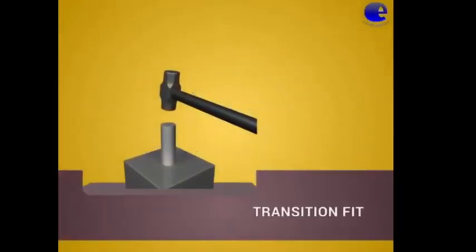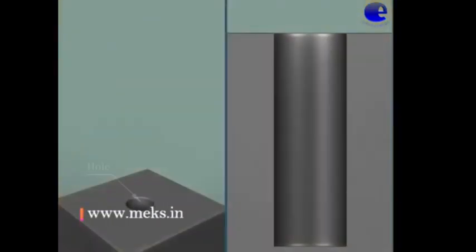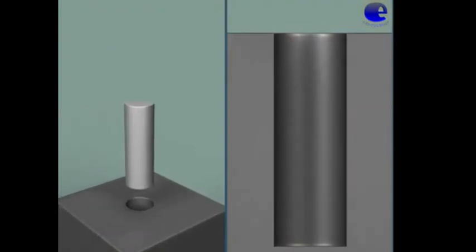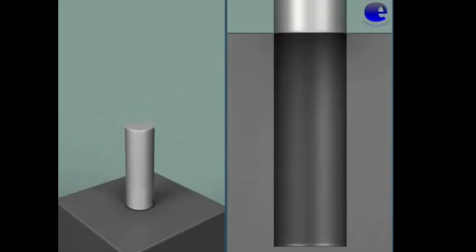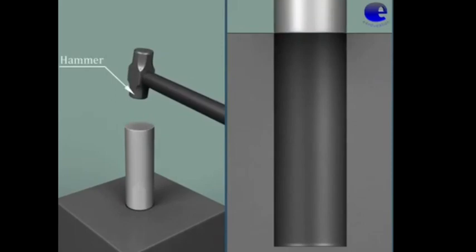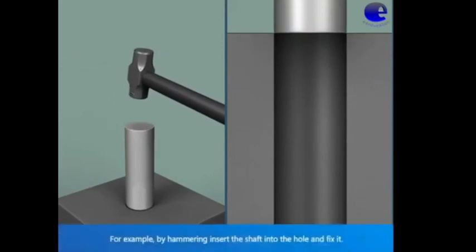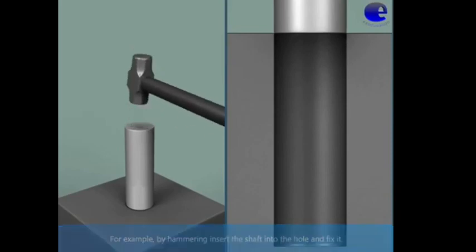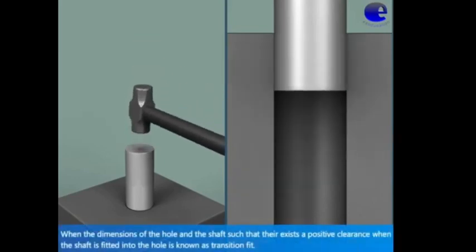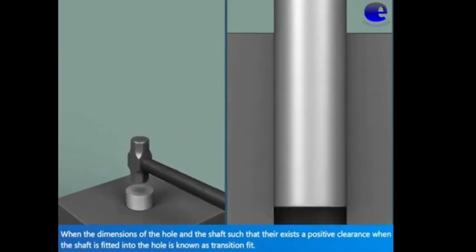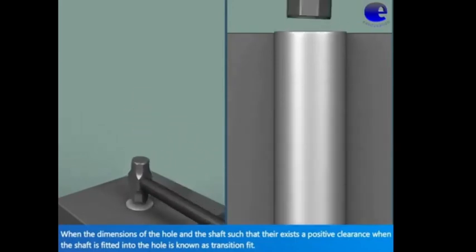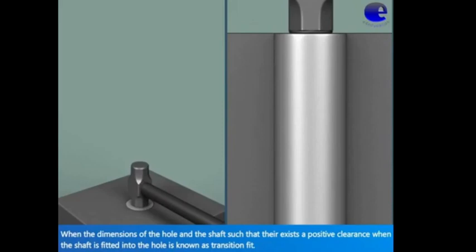Transition fit. In this video, we are going to see about transition fit. Hole, shaft, hammer. For example, by hammering, insert the shaft into the hole and fix it. When the dimensions of the hole and the shaft are such that there exists a positive clearance when the shaft is fitted into the hole, it is known as transition fit.